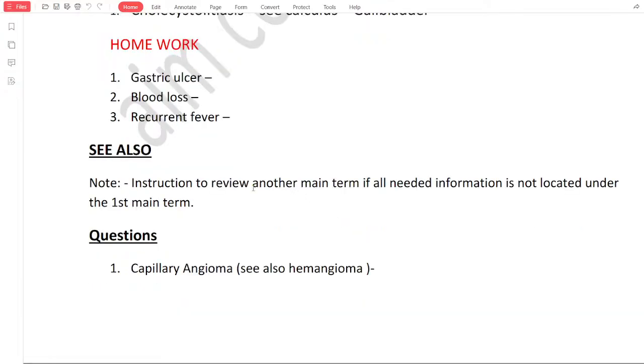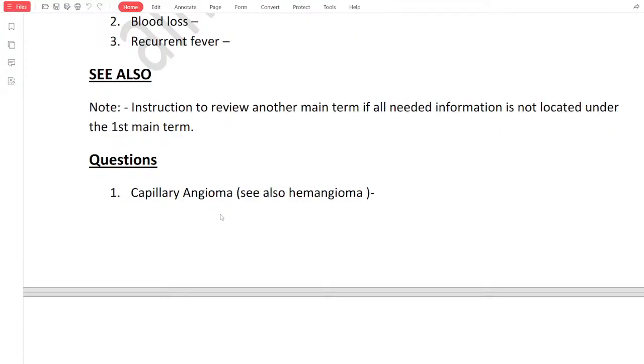C also means instruction to review another main term if all needed information is not located under the first main term. For example, capillary angioma. See also hemangioma. So both are the same. Okay. You can take the way of code in this C also. Hemangioma and capillary angioma. Clear?